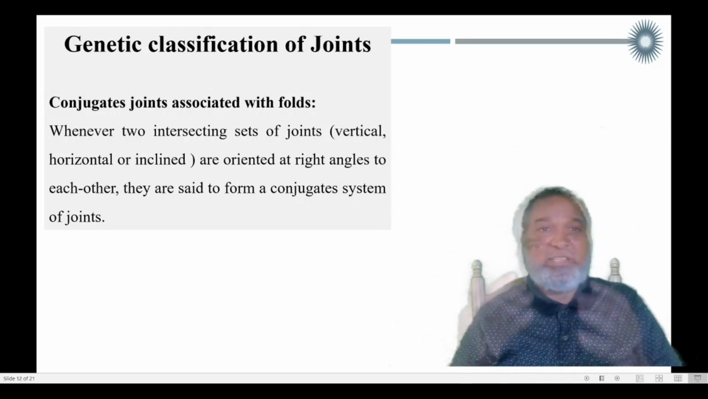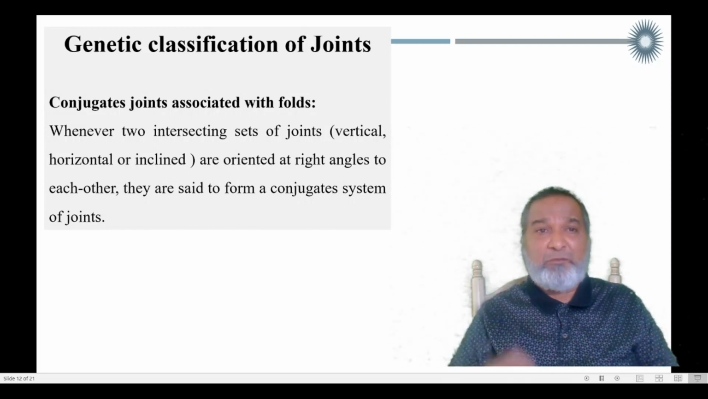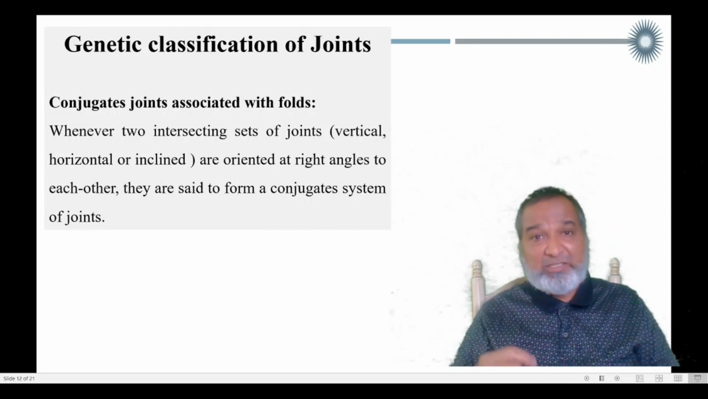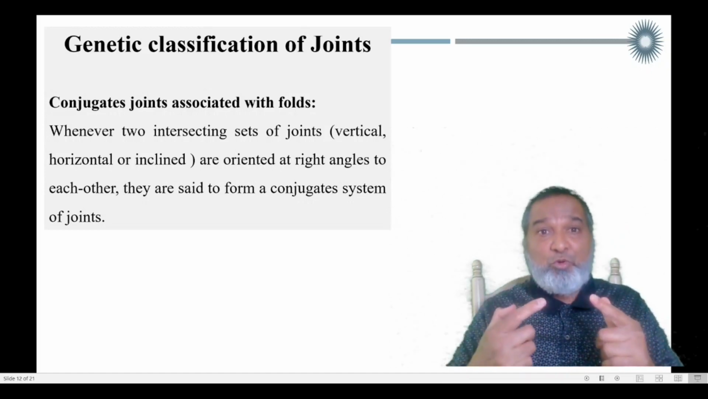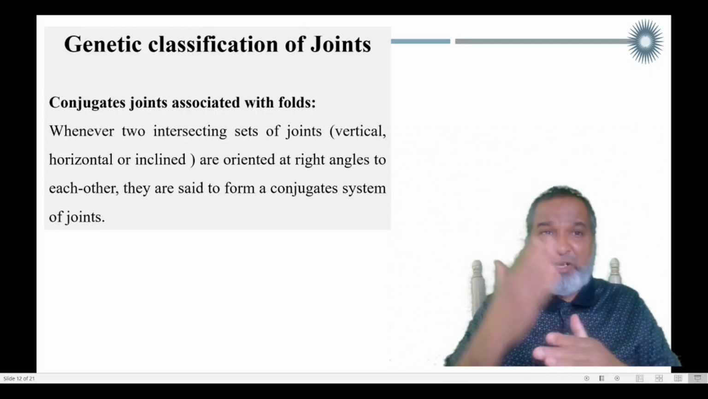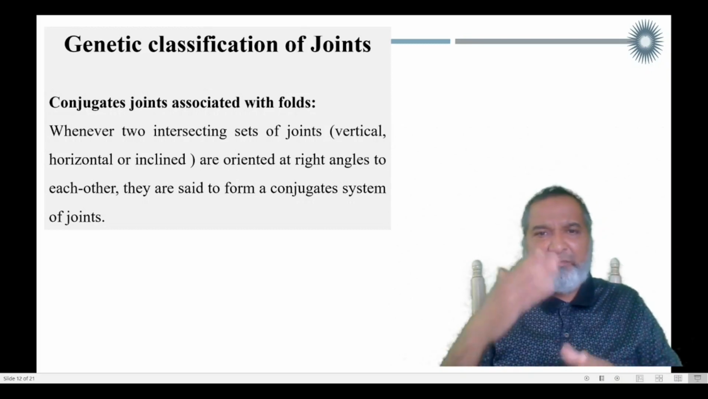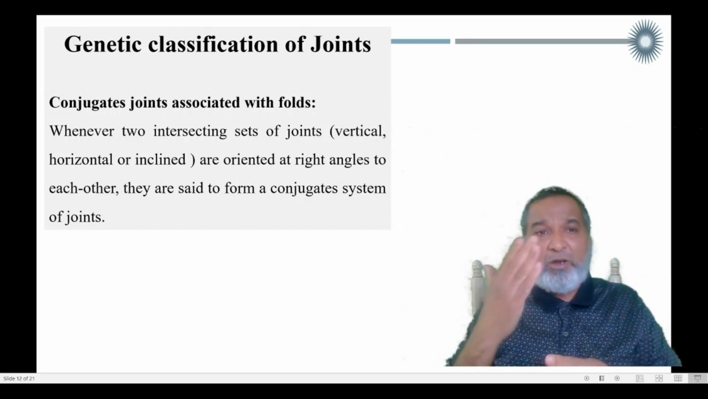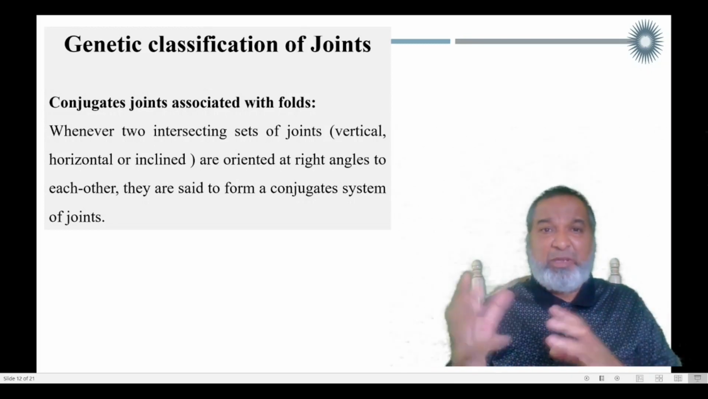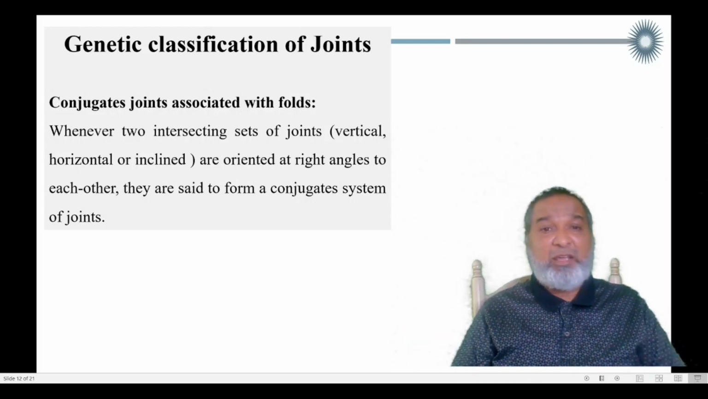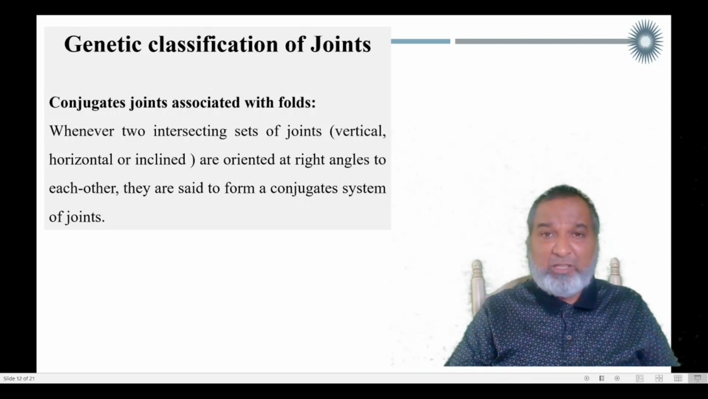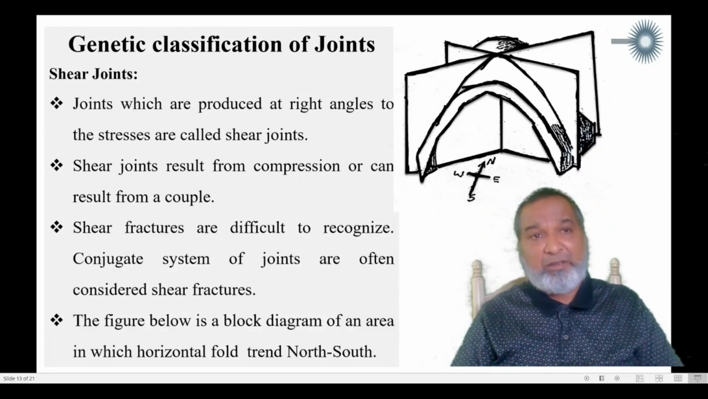But if the point is there, conjugate joints associated with the folds. Whenever there are two intersecting sets of joints, and here it is very important, two sets of joints, may be vertical and inclined, or horizontal, may be vertical and inclined, both may intersect, or vertical and horizontal, or horizontal and inclined, whichever may be at a right angle, this will be called a conjugate system. So this you have to prepare for 1 mark.